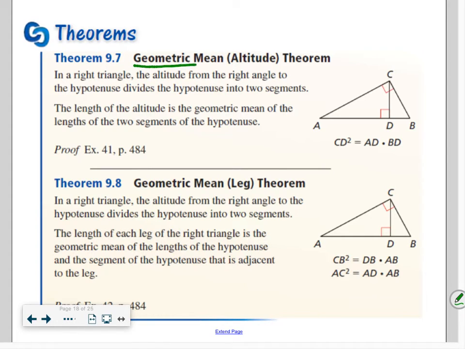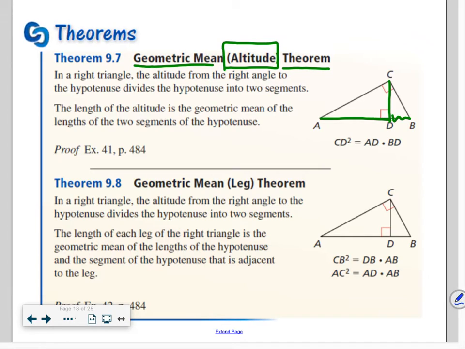The geometric mean altitude theorem. It says in a right triangle, the altitude from the right angle to the hypotenuse divides it into two segments. It takes the hypotenuse into this segment and this segment. And the length of the altitude is equal to the geometric mean of the lengths of the two segments of the hypotenuse.